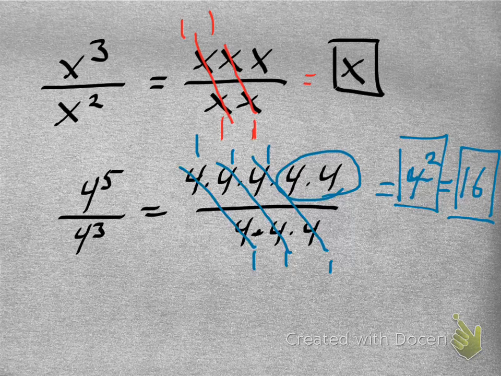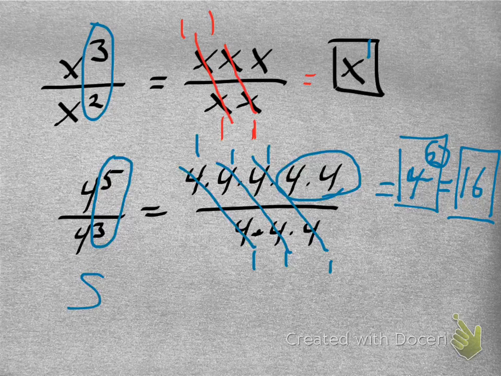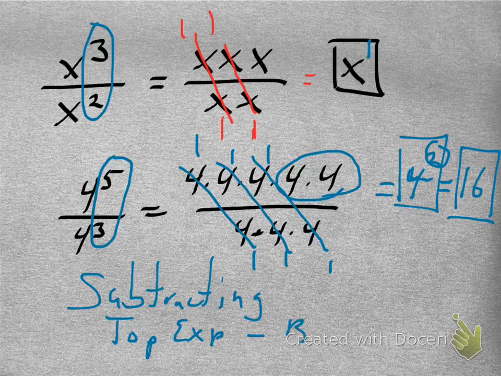Now, let's take a look and see if we can figure out a pattern here. All right? I want you to look at just the exponents, Caitlin. All right, so here we had 3 divided by 2, and we ended up with x to the first. Here we have 5 divided by 3, and we ended up with 4 to the second. So what do you think we're doing with the exponents? Subtracting? Right. So what we're really doing is we're subtracting the top exponent minus the bottom exponent. Okay? And that's exactly what happens when we cancel.